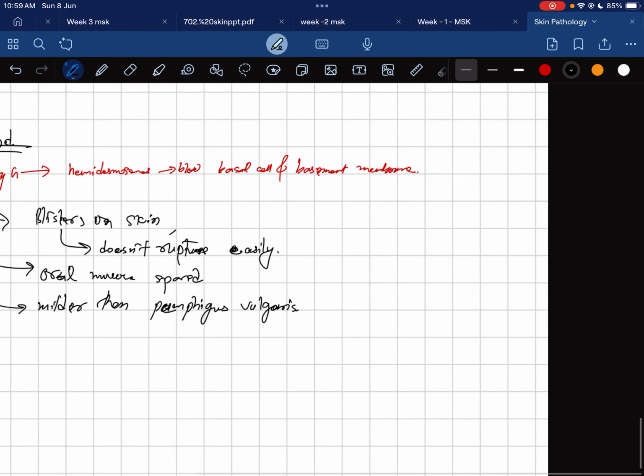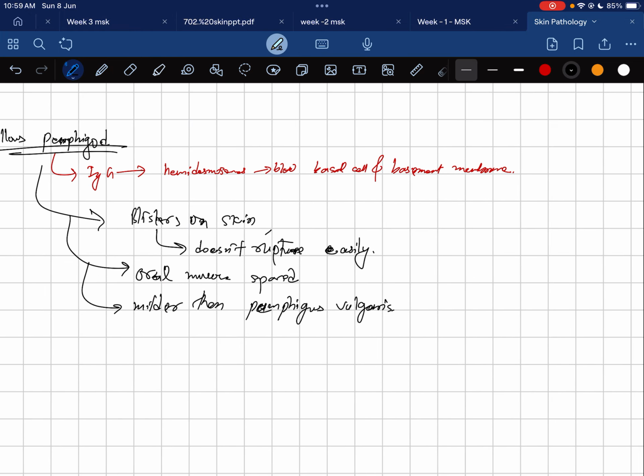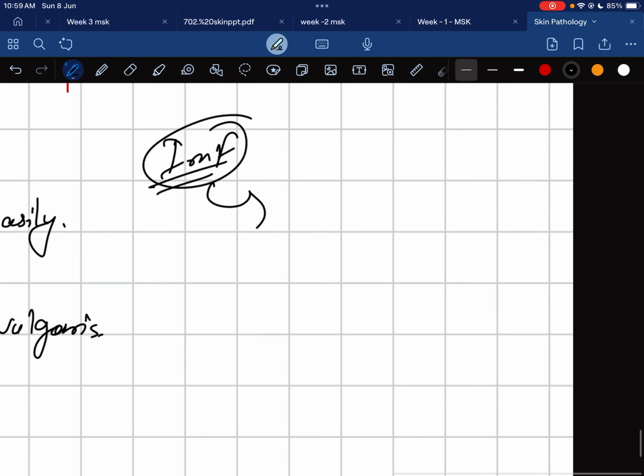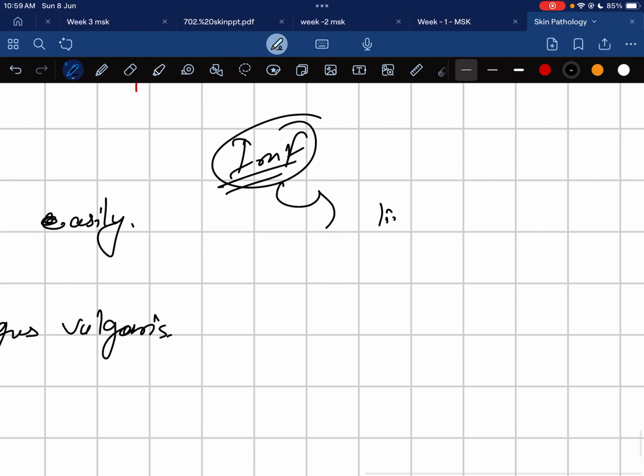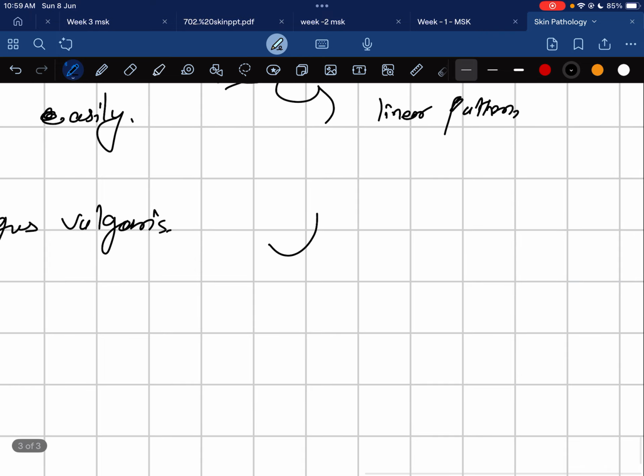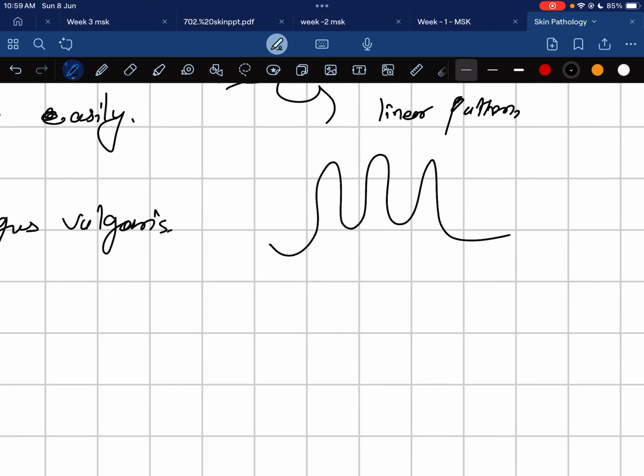When we look at the immunofluorescence, a linear pattern is seen.